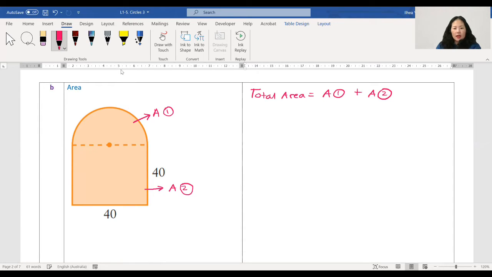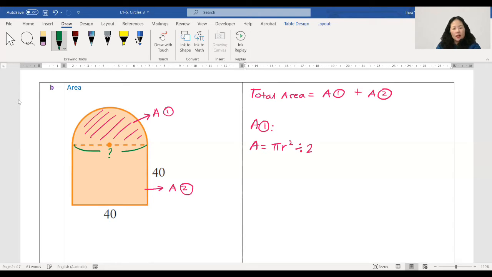Now let's have a look at the area 1. Area 1 is a semicircle. This is the part I'm looking at right now. So the formula for the full circle is pi r squared. And then I'm going to halve it because it's only half a circle, a semicircle. Before I do that, I do need to know what my radius is, isn't it? So what I'm going to do, I'm going to put this here. That's my diameter. I need to know what this is.